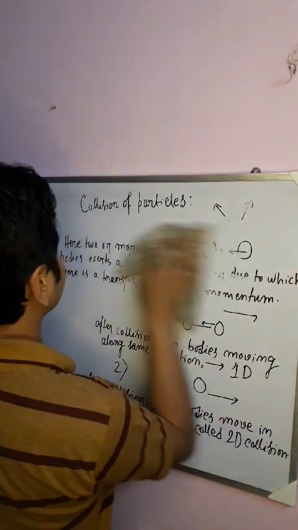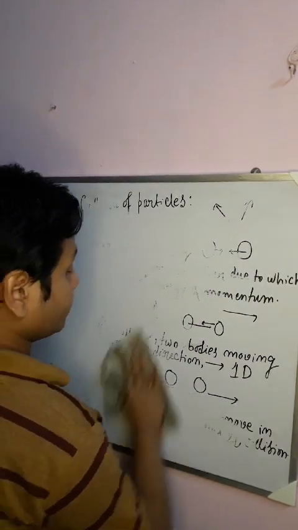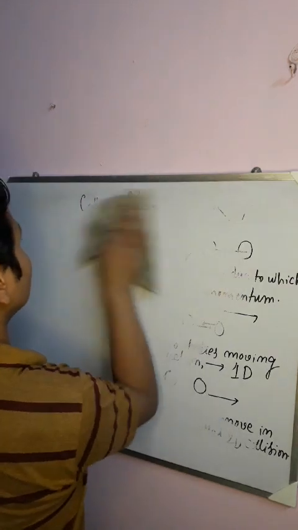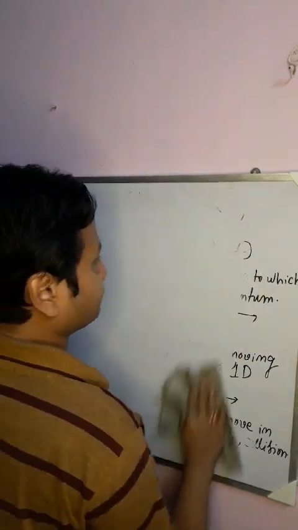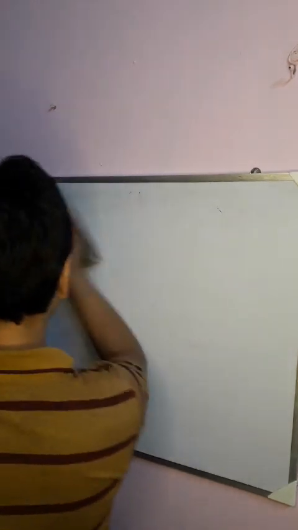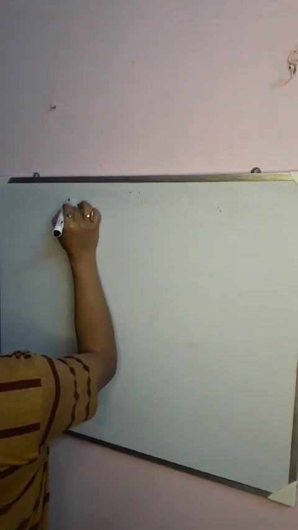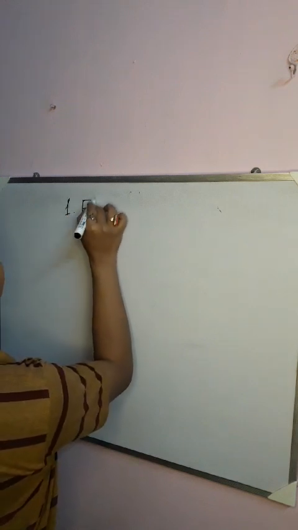Now we can classify the collisions into two categories. There are two types of collisions. The first one is elastic.